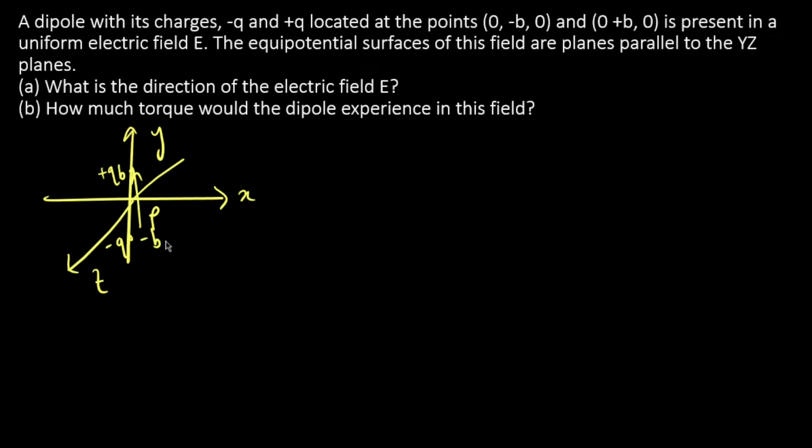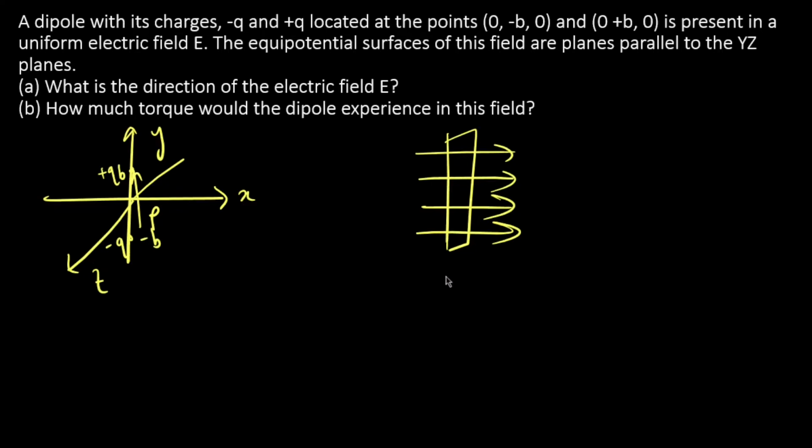Now the equipotential surfaces of this field are planes parallel to the yz plane. That means suppose this is a uniform electric field, and if this is a plane perpendicular to this field, then all the points on this plane have equal potential. Similarly, what they have said is that the equipotential surface of this field is a plane parallel to the yz plane. That means this is the y axis and this is the z axis. So all points on this plane, the yz plane, have equal potential due to our electric field. That means our electric field is along the x axis.